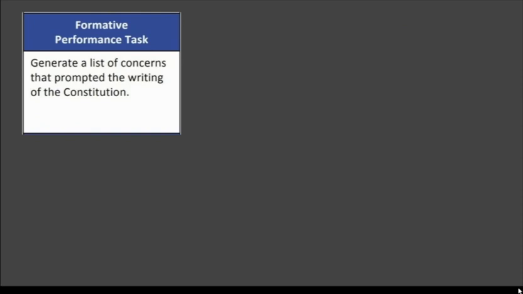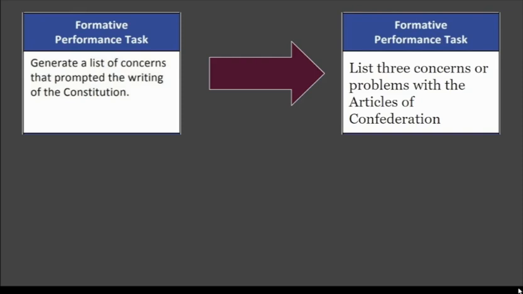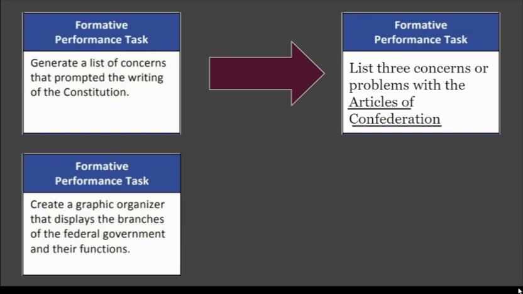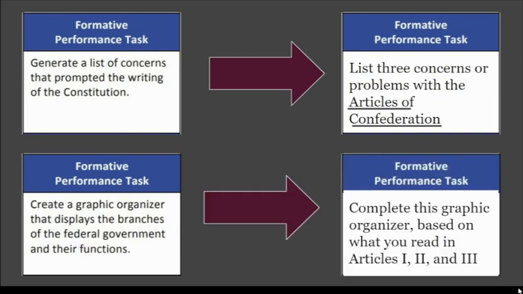The formative performance tasks I also modified a little. So for that first question on C3 teachers, they are generating a list of concerns that prompted the writing of the Constitution. And I changed that to list 3 concerns with the Articles of Confederation. And again, I added that content knowledge, that vocabulary, Articles of Confederation in the task so that it would click for my students. And then the second performance task was to create a graphic organizer that displays the branches of government. I didn't change this too much.